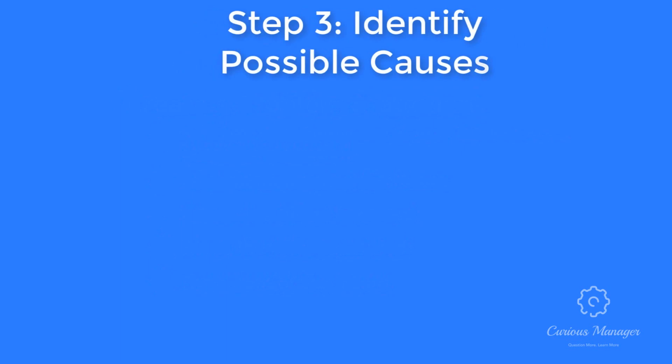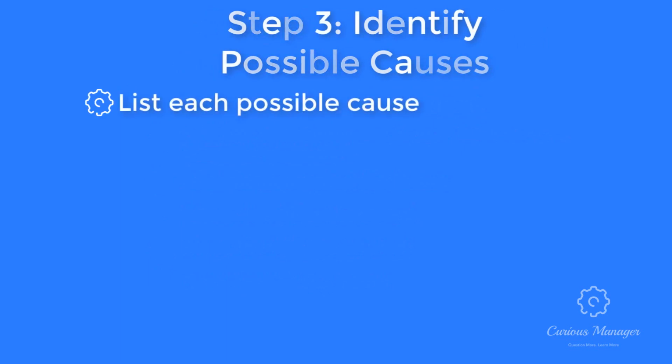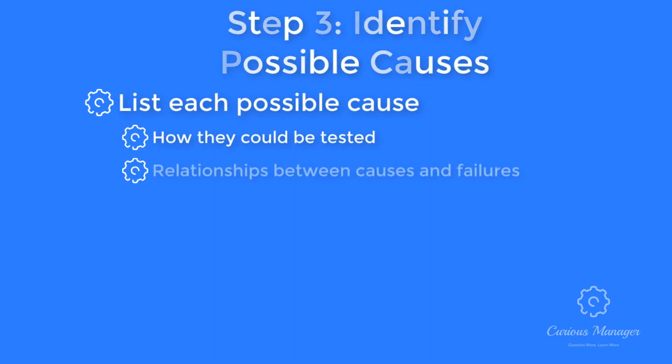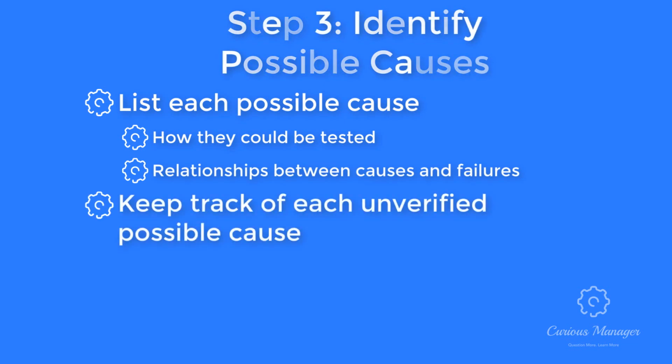In this step, we list each possible cause, sometimes called a probable cause or hypothesis, how they could be tested, and how the possible cause is related to the observed failure. It is important to identify each hypothesis that has not been verified as you progress in order to avoid confusion over which hypothesis has been examined.